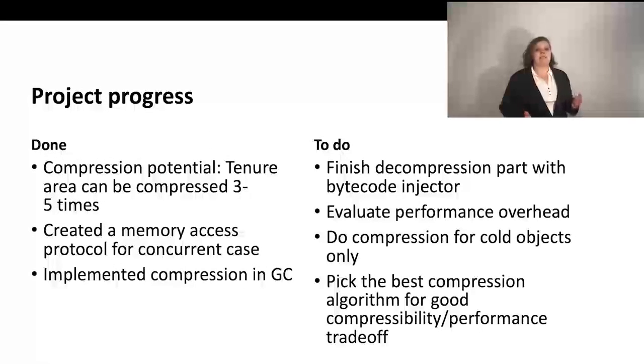Let me summarize our progress so far. First, we evaluated compression potential and realized that tenure compressibility varies between 3x to 5x on average for the applications in our pool. Second, we created a protocol that will allow concurrent memory accesses when memory compression is done. Third, we implemented compression inside of the OpenJ9 garbage collector.